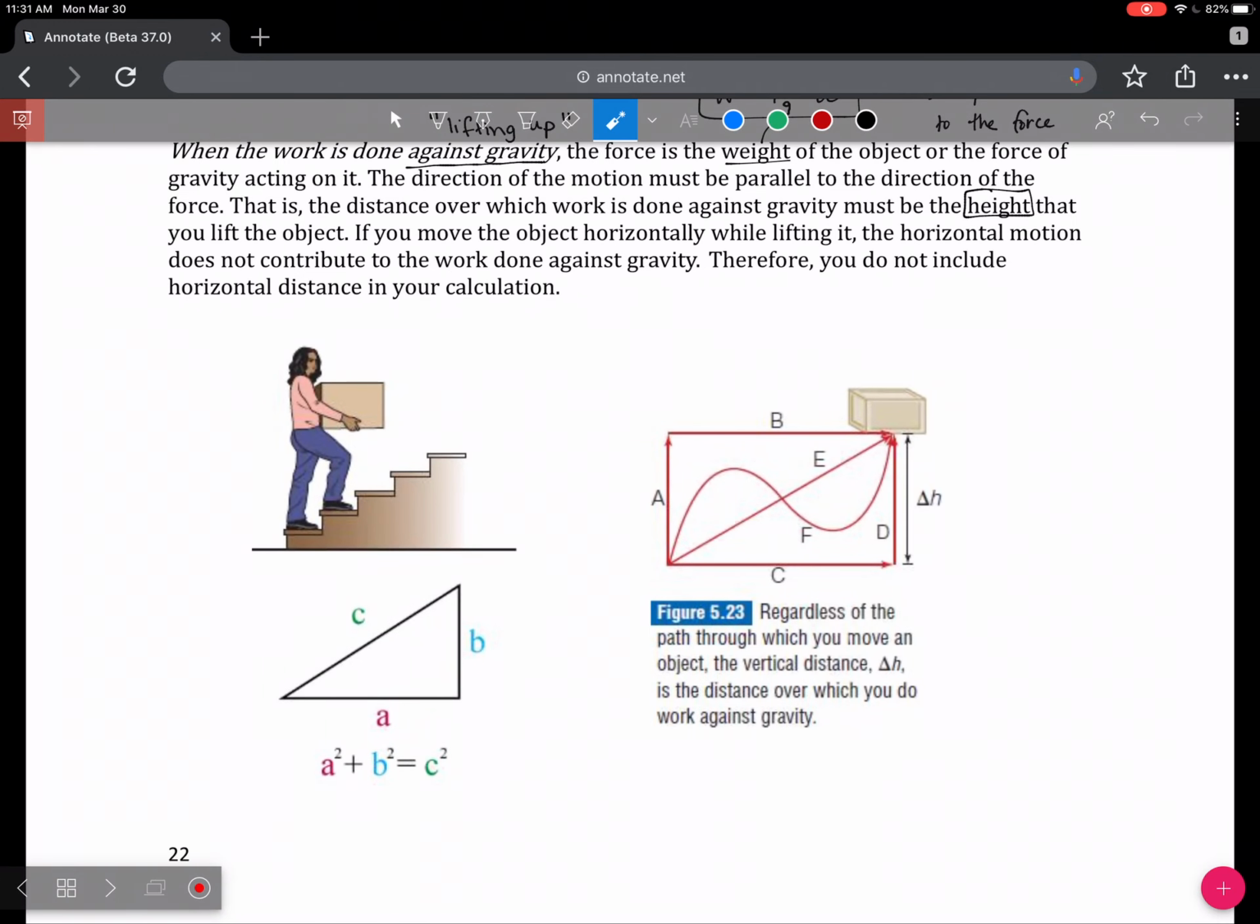And so common situations are like if you were to lift a box up a set of stairs like this, then you would use this height value, not the length of the ramp itself. You would use this height here, and often you might have to do some Pythagorean theorem in order to solve for this in workbook questions or something like this. And regardless of the path through which you move an object, only the vertical distance is what you consider when you're doing work against gravity.